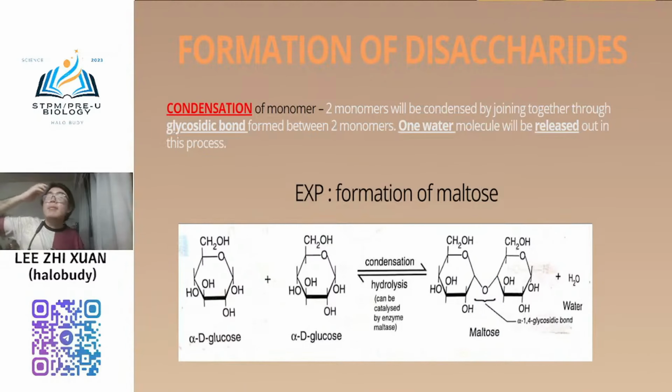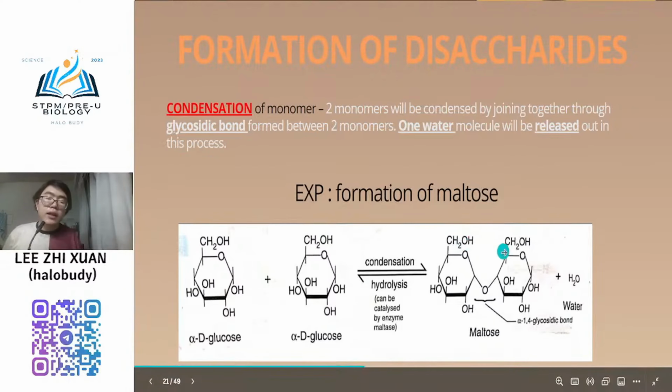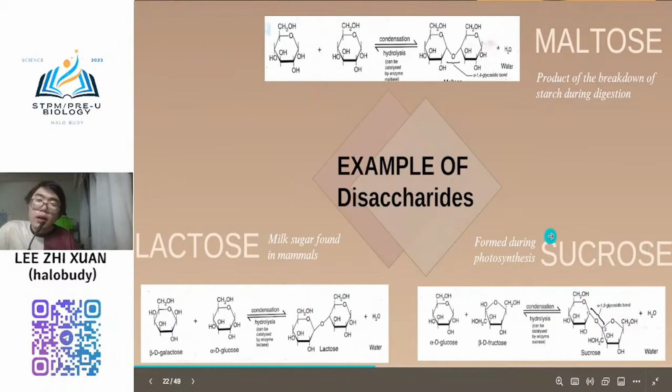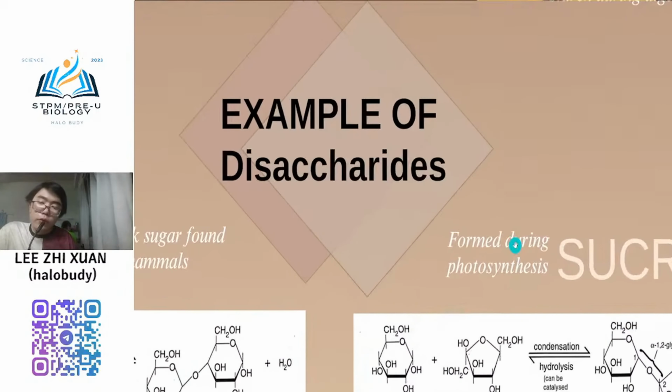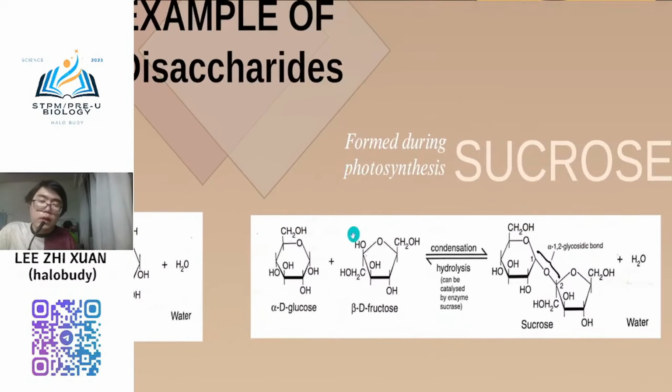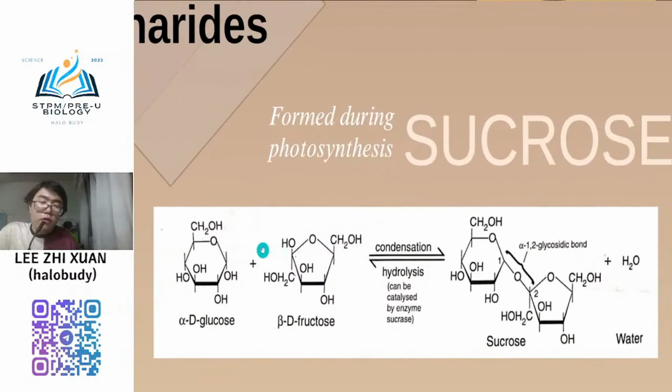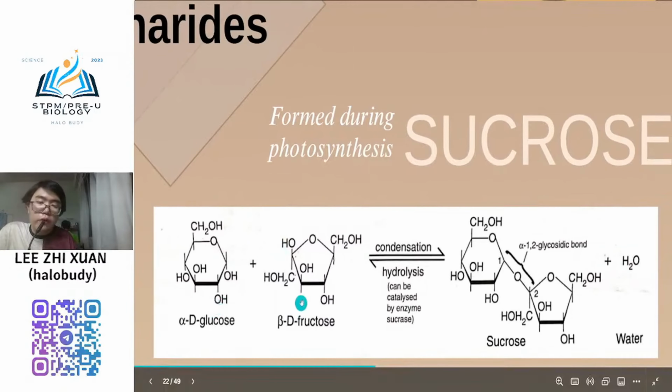Now you need to draw like that, because the key point is that the examiner wants to know whether you understand the formation of the glycosidic bond or not. The most important thing is here. Not only maltose, we know that there are also lactose and sucrose. So I will focus on sucrose. We know that sucrose is formed between glucose and fructose.